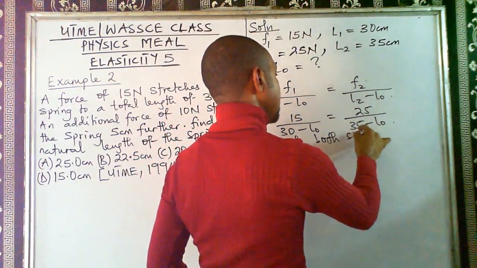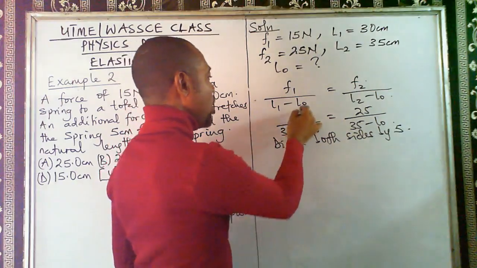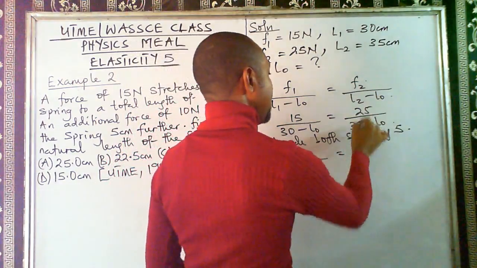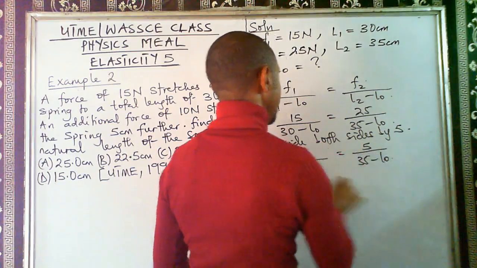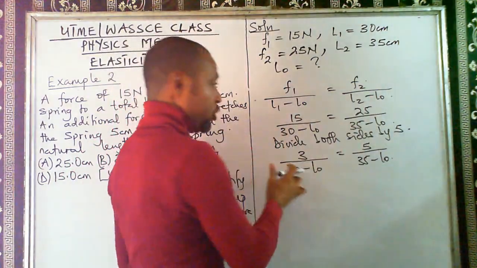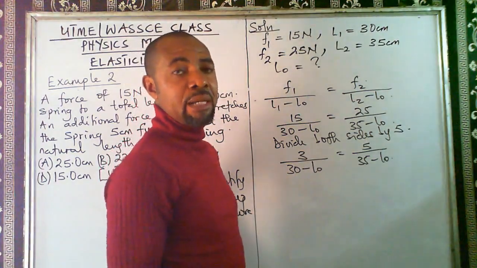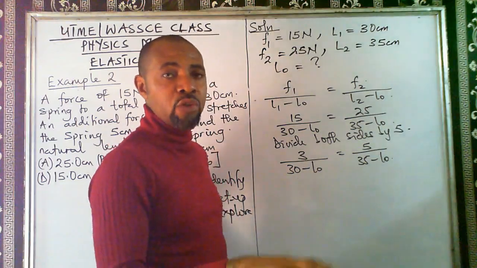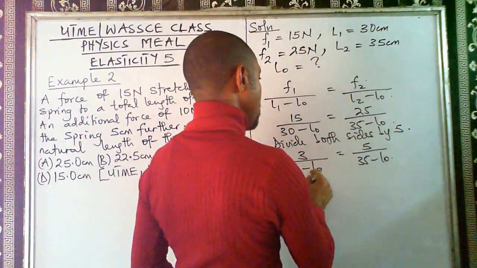Dividing both sides by 5, we are going to have 3 here over 30 minus L0, and 5 over 35 minus L0. So you can now clear the fraction. If you can still cross and multiply in your own way, you still arrive at the same answer. But under exam condition, you have to be very careful. Look for means to reduce the time you will spend in solving the question. So if you clear the fraction, we're going to have what?